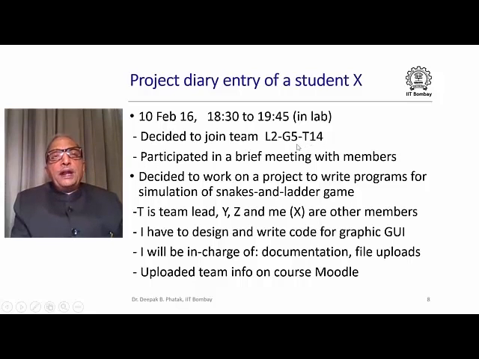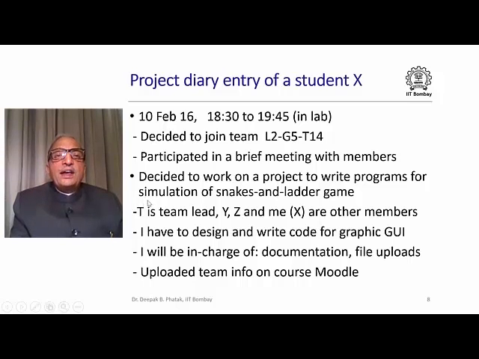This is some cryptic nomenclature which was enforced to easily identify individual teams, because there were 500 students in the course. Participated in a brief meeting with members in the lab itself. Major decision recorded. Decided to work on a project to write programs for simulating a game of snakes and ladder.